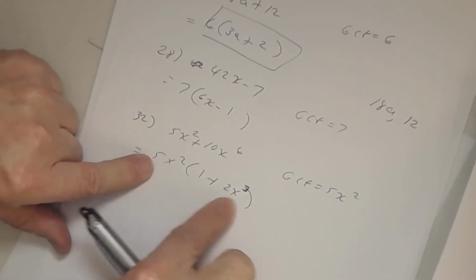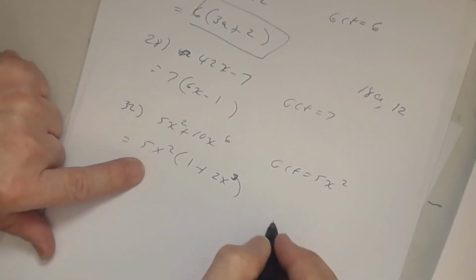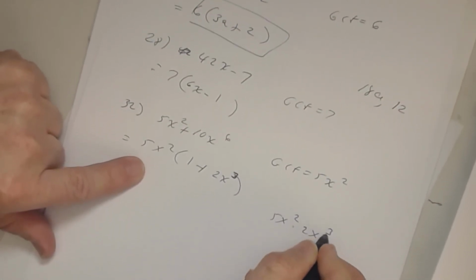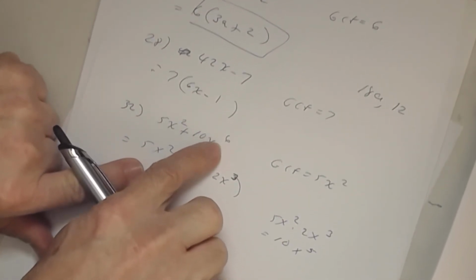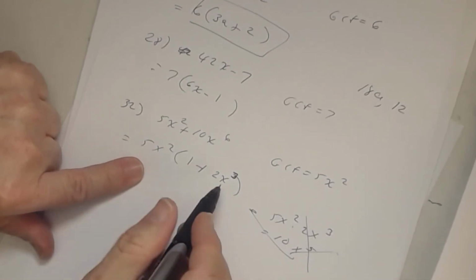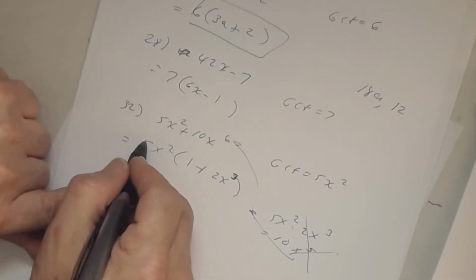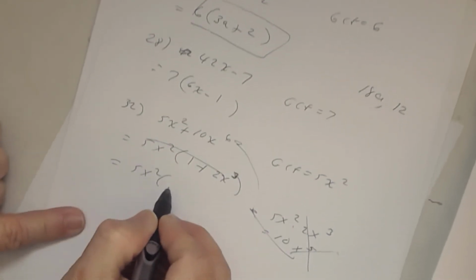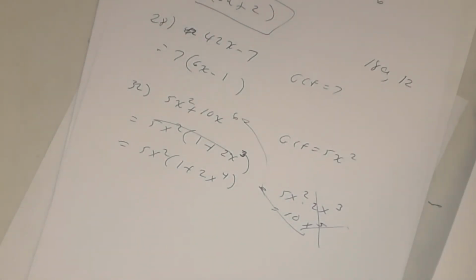So let's think about 5x squared times 2x cubed. When I do the distributive property, always thinking about the distributive property. 5x squared times 2x cubed. What's 5 times 2? 10. What's x squared times x cubed? X to the 5th. Is that what I wanted? No. I wanted what? X to the 6th. So that's not what I wanted. So it can't be x cubed. It has to be what? X to the 4th. Because x squared times x to the 4th is what? X to the 6th.